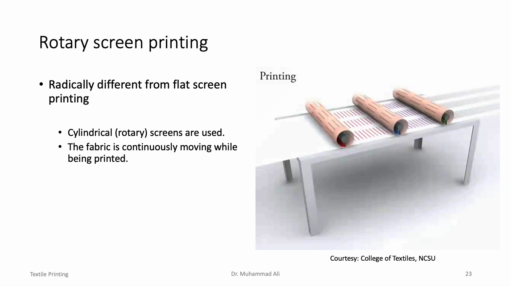If you recall the videos and the animations for the different types of flat screen printing methods, then you can notice that the fabric is stationary while it is being printed. So that's not the case in rotary screen printing, and that's the main factor why the production rate for rotary screen printing is significantly higher compared to any type of flat screen printing process, even the fully automated type of flat screen printing process.